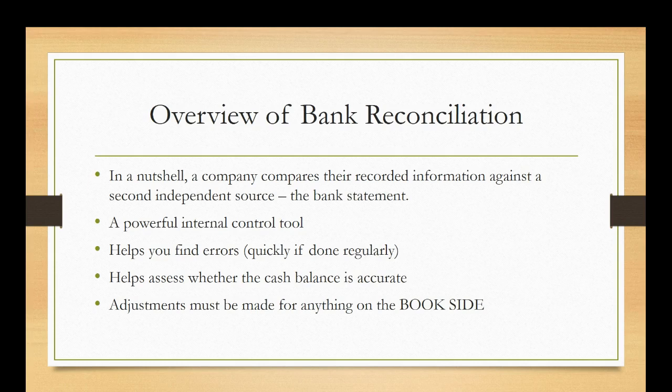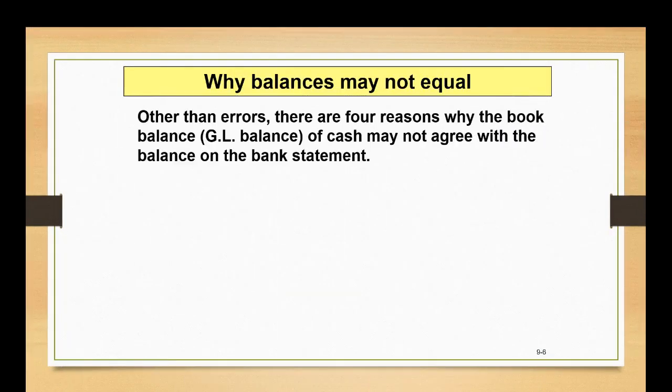And of course, any adjustments made on the book side, and notice I said book side, requires that adjusting journal entries be made. So there are reasons why balances may not be equal. Other than errors, there are four main reasons why the balances may not agree with one another.